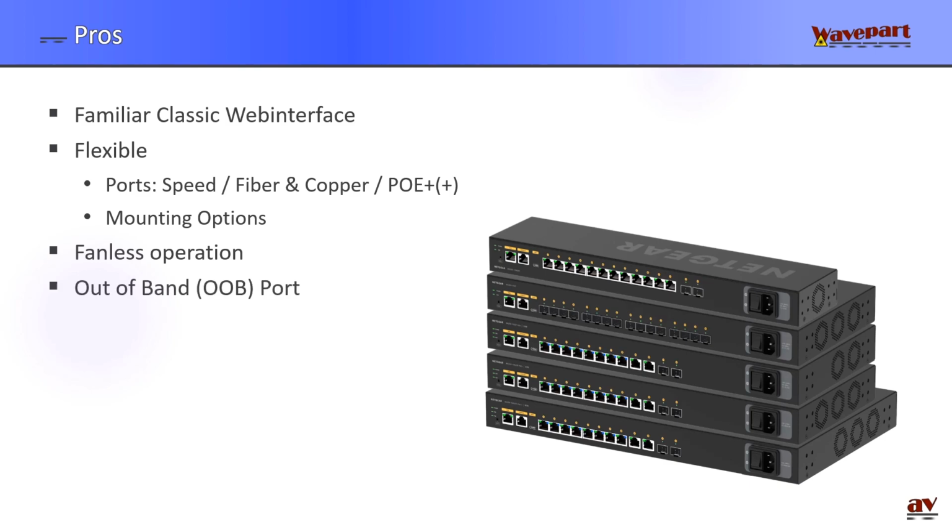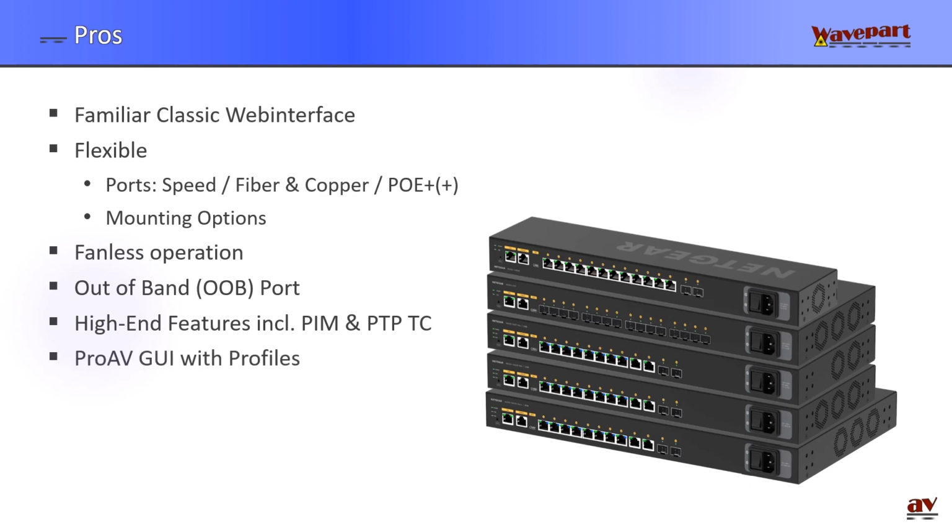The out-of-band port separates configuration traffic from AV traffic. Very convenient. There are some high-end features available, including PIM multicast routing and the precision time protocol transparent clock. The ProAV GUI is a real asset for AV system integrators because it simplifies configuration. IGMP Plus simplifies multicast configuration in a multi-switch environment.